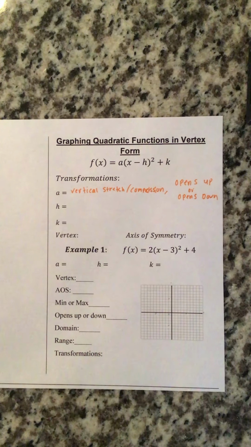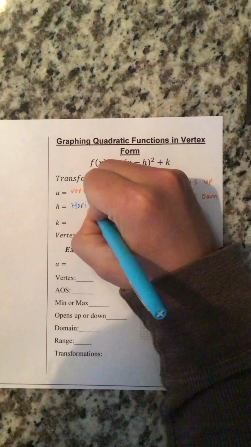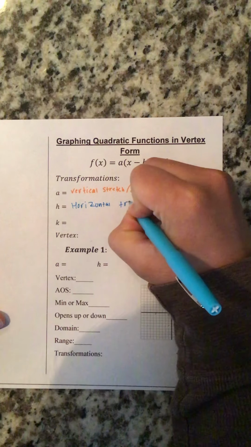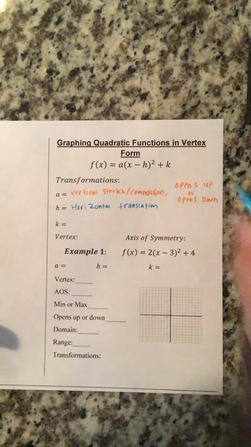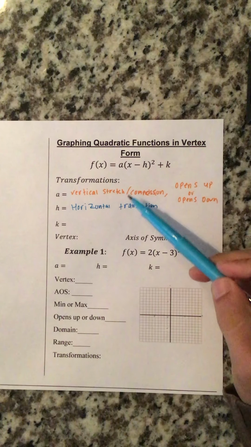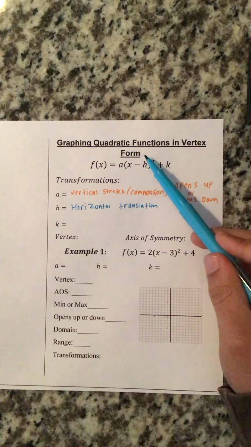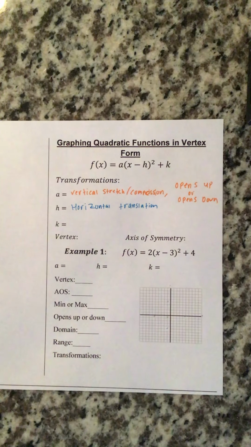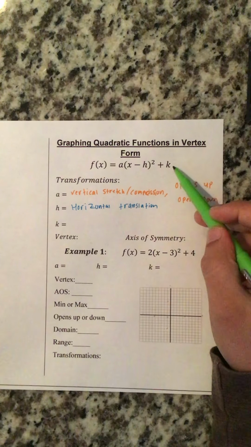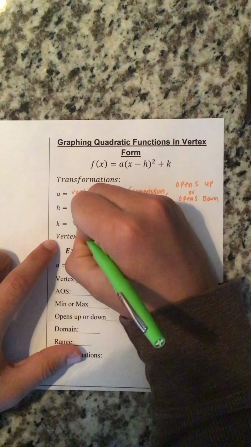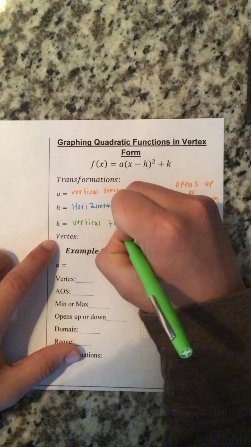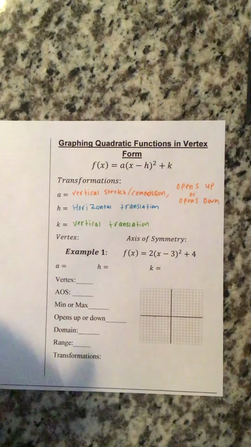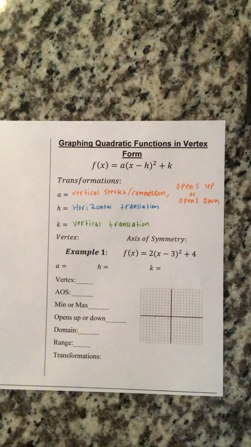Okay. The h, what's inside the parentheses, tells me whether I have a horizontal translation. So if I have any number inside of here, that means I'm going to have a horizontal translation. If there's nothing inside the parentheses, it's just x squared, then there's no horizontal translation, okay? The third letter, the k, tells me whether I have a vertical translation. We've been looking at this for a couple weeks now, so hopefully you know this.